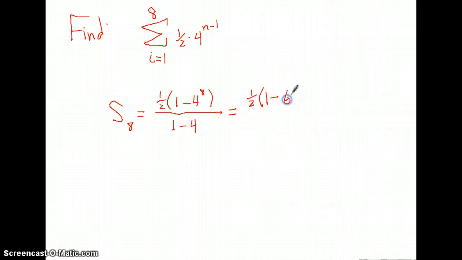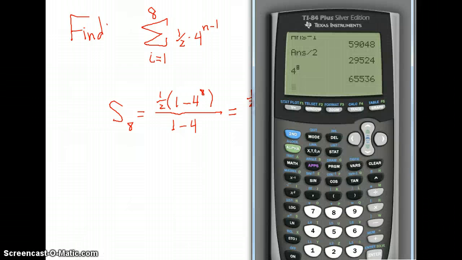65,536. Okay. Divide that by 1 minus 4. This is negative 3 downstairs. And you start to see this kind of thing happens over and over again. 1/2 of that big mess. I'll do this. 1 minus big mess. And I need half of that. That's negative what? I have a fraction. That's all right. Negative 32,767.